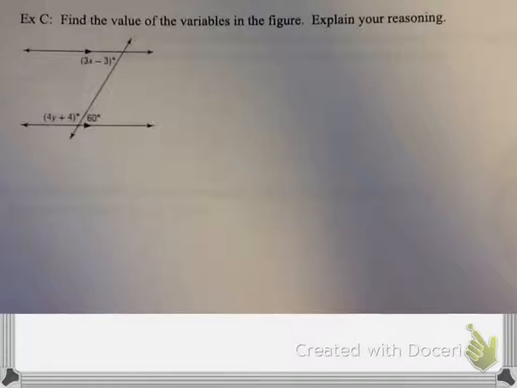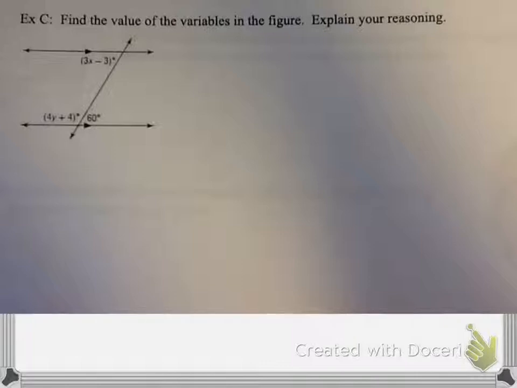So example C says, find the value of the variables in the figure and explain your reasoning. On this one, we've got our two parallel lines. Remember from last time we discussed how those little arrows show that they are parallel. So that means I can use what I know about corresponding and alternate interior, alternate exterior angles to solve for x and y. In this case, I could really solve for either first and it wouldn't matter.